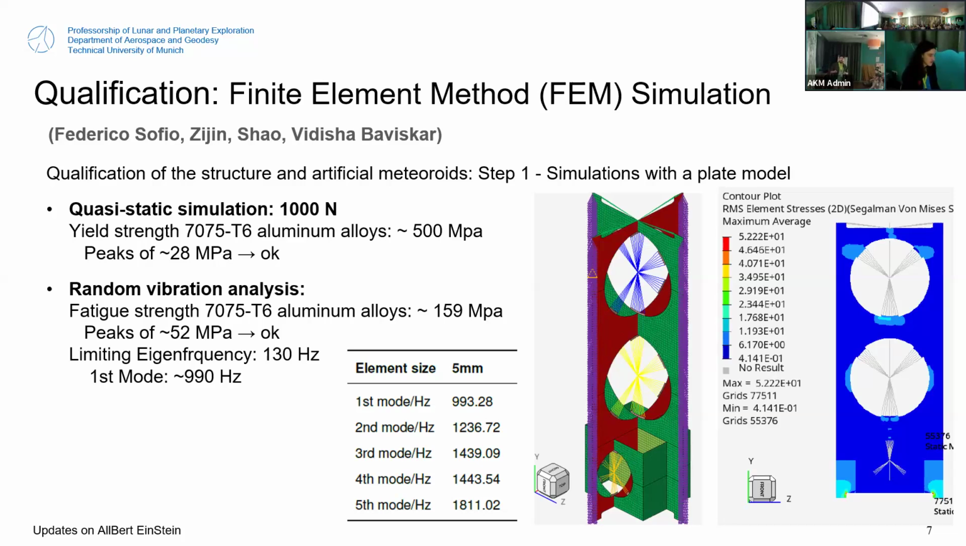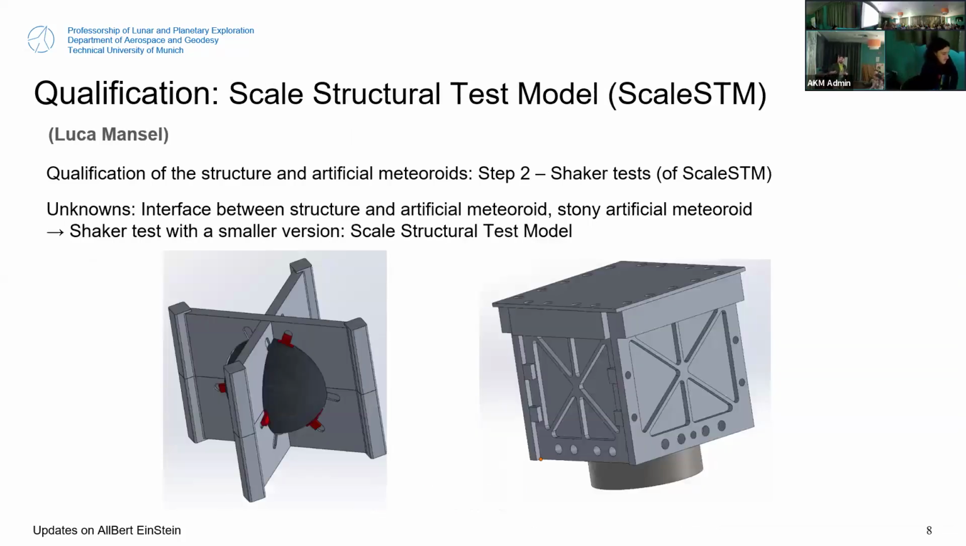Another point to consider is the eigenfrequency, so that once it's in a rocket, it doesn't start dancing around and breaking. So we have to be higher than 130 hertz, and we are, with the first eigenmode at 990 hertz, which is also fine. So everything great, right? No, unfortunately not, because this is just a simulation. What you actually need is a real test, and that's what we are working on right now.